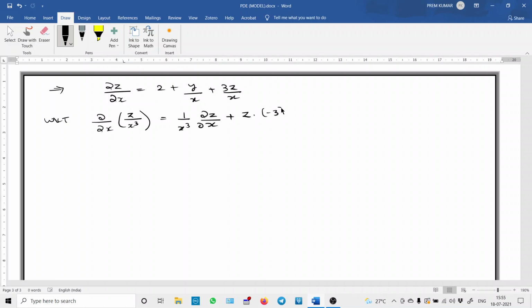So what do we get? I get −3/x⁴. Differentiation, so we get it like this. This is nothing but 1/x³ taken out, and the remaining thing is ∂z/∂x − 3z/x. This is what we get, and this is nothing but ∂/∂x of (z/x³).